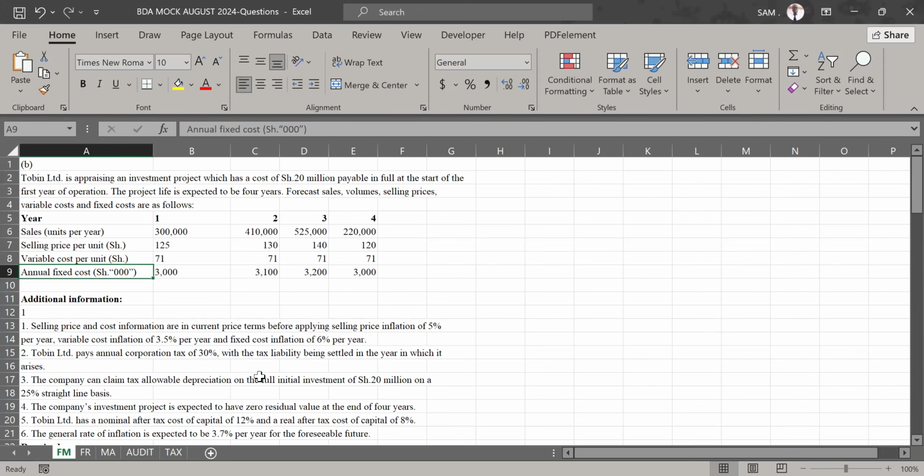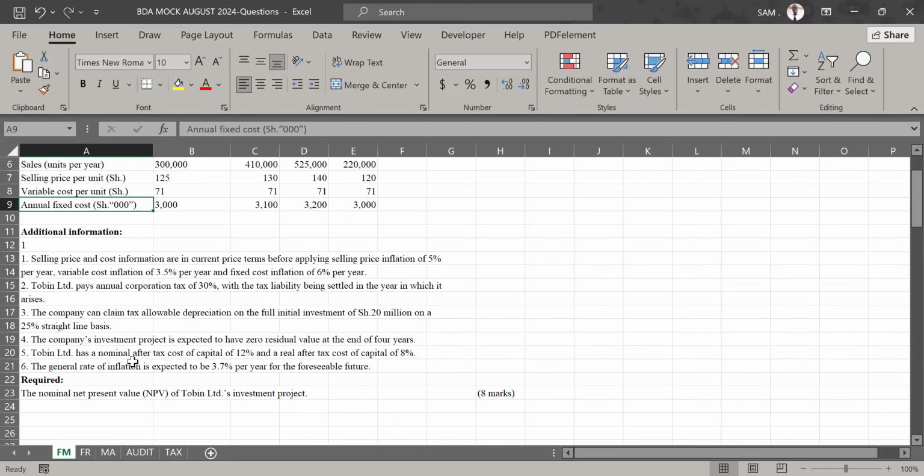That is important. Additional information: selling price and cost information are in current price terms before applying selling price inflation of 5% per year, variable cost inflation of 3.5% per year, and fixed cost inflation of 6% per year. Ladies and gentlemen, I want you to look at that additional information one, and already we should start thinking of what direction the examiner is taking us.